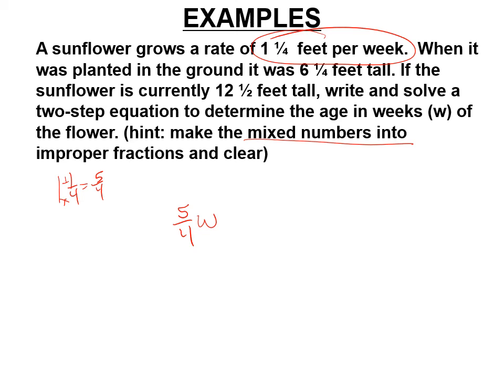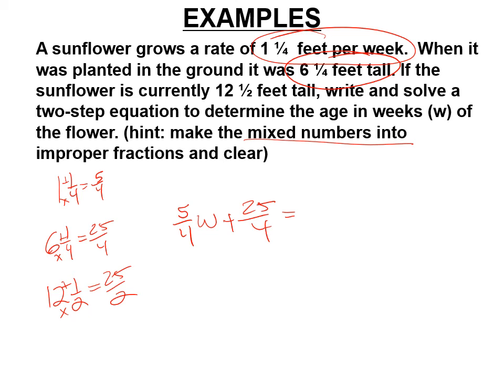So when it was planted in the ground, it was 6 1/4. There's our constant. So 6 1/4, 25/4. And if the sunflower is currently 12.5 feet tall, right, so 12.5 is our total, our current value. That's 25 halves. So that's the equation.